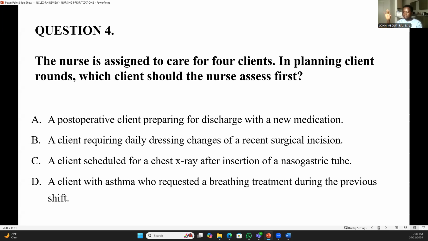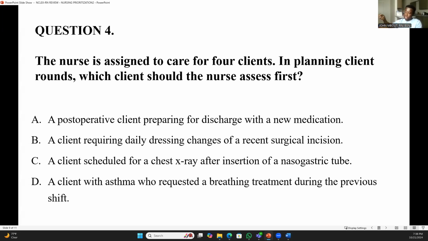That is out. A client requiring daily dressing changes of a recent surgical incision. Just dressing, the patient needs dressing. There's nothing much here. It's a recent surgical incision, yes, but it's not a post-op condition less than 12 hours. We eliminate. A client scheduled for a chest x-ray after insertion of nasogastric tube. Yes, a chest x-ray. Let's keep it and we move next.